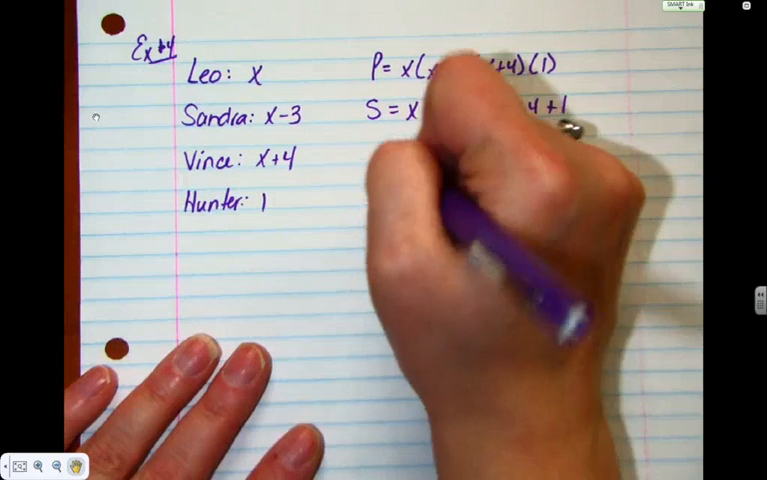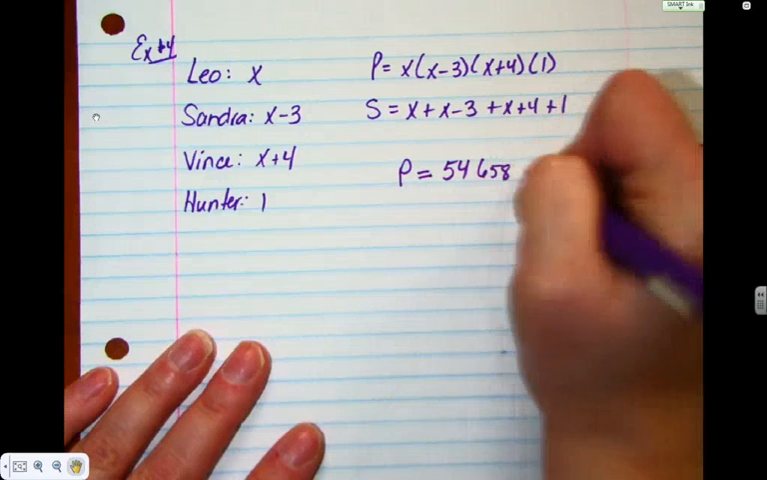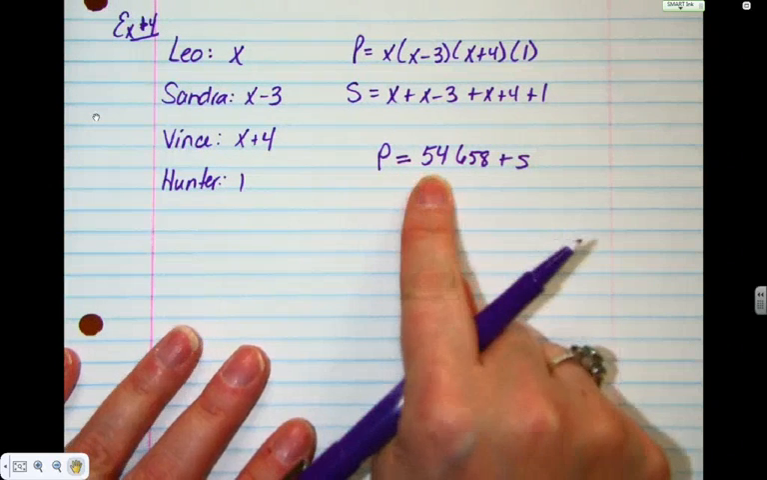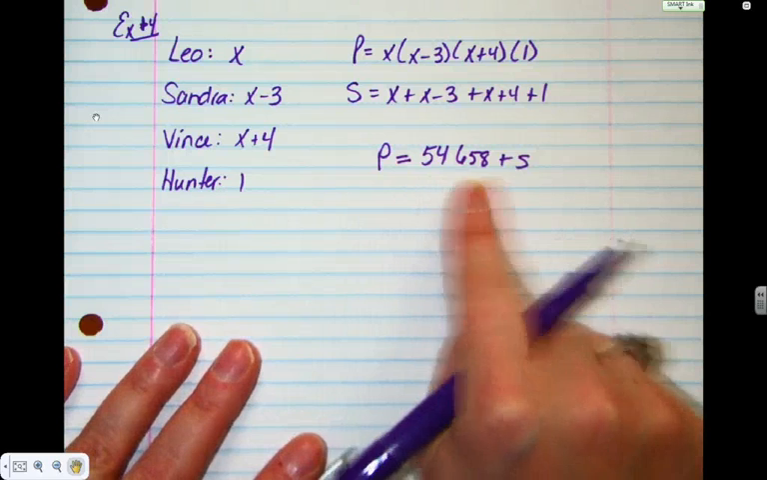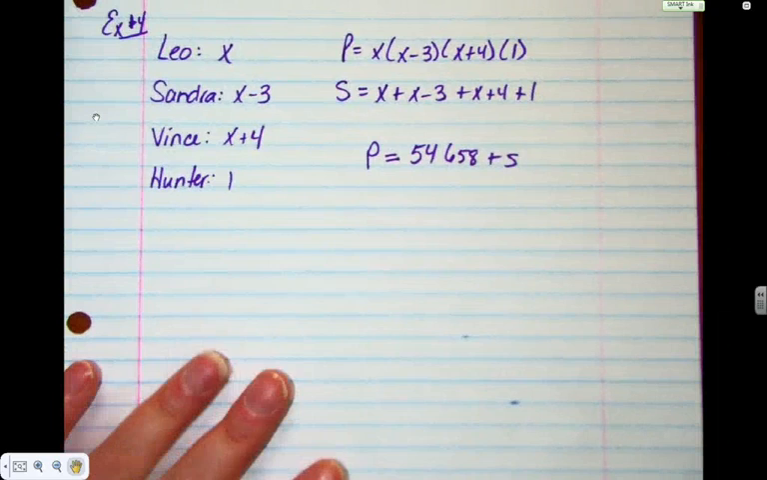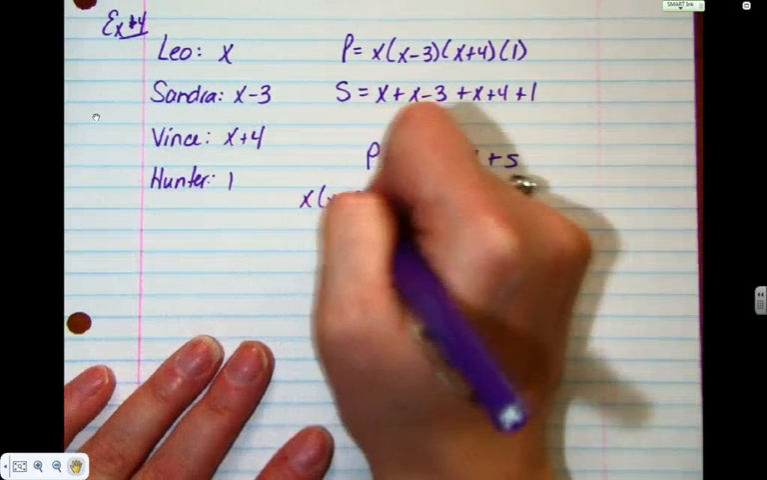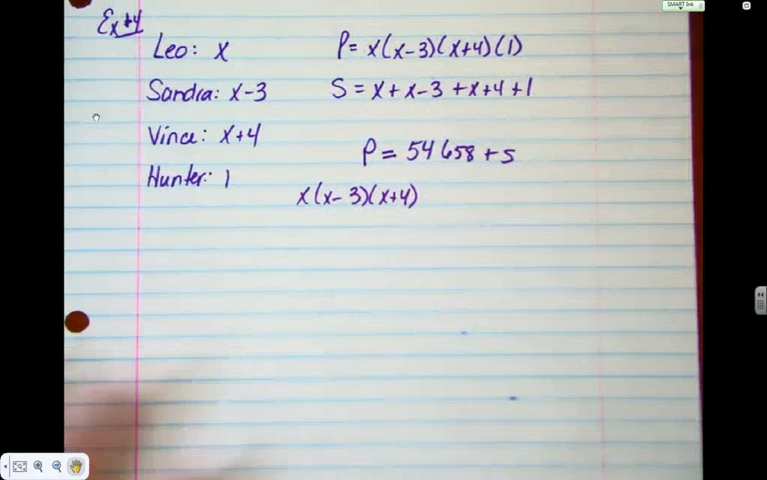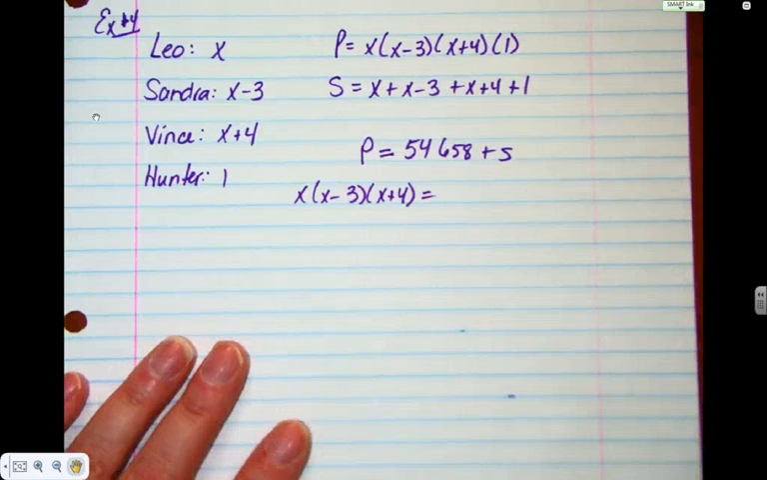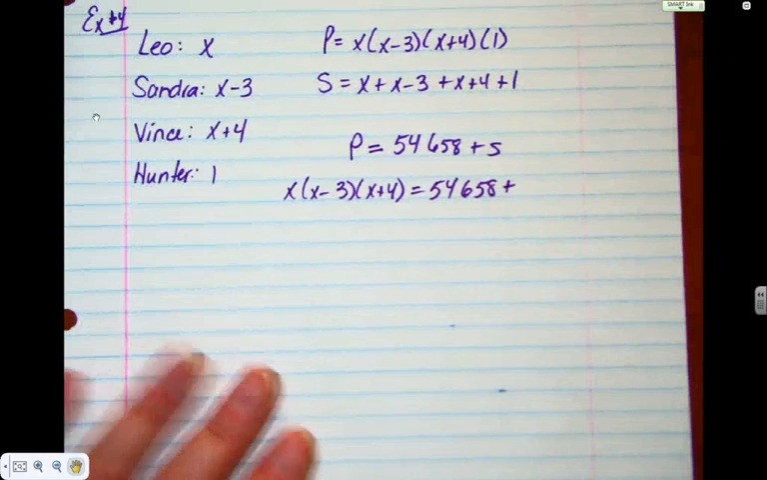And it says the product of their ages is 54,658 greater than the sum. So all I did was translate that word for word. The product is 54,658 greater than the sum. Do I have an expression for the product? Okay, so let's put it in. And I'm going to leave the 1 out this time. Okay, 54,658 stays. And now I'm going to put the sum.